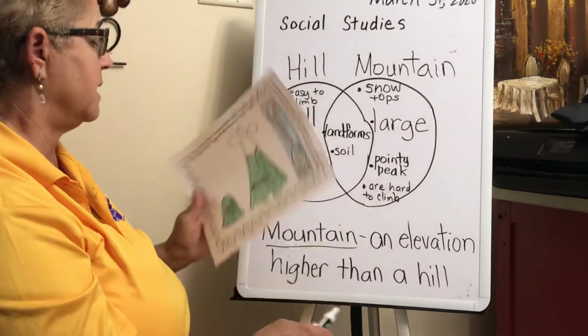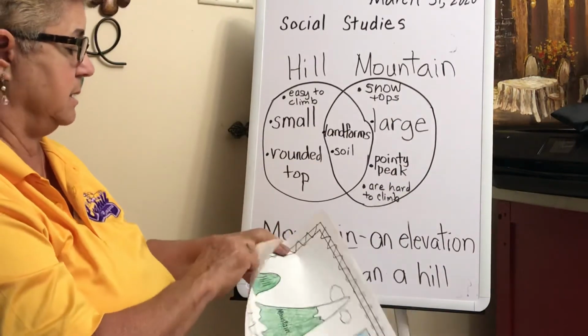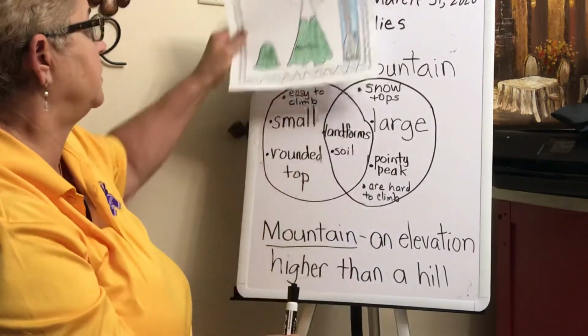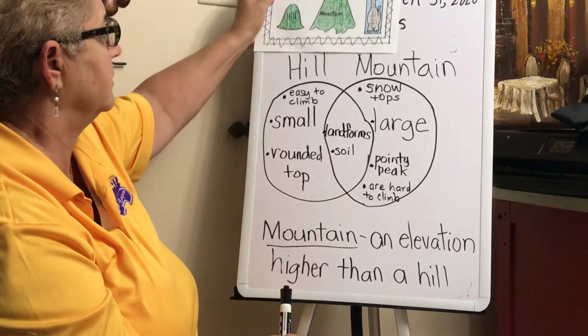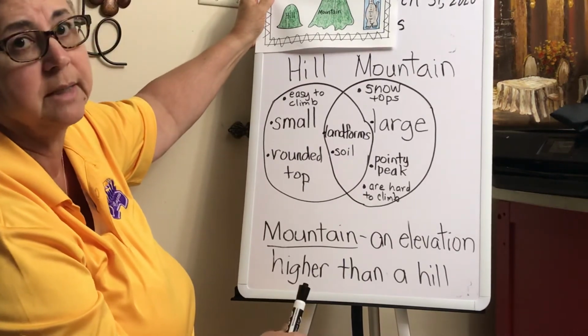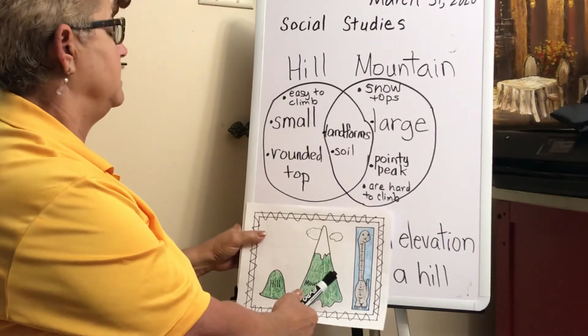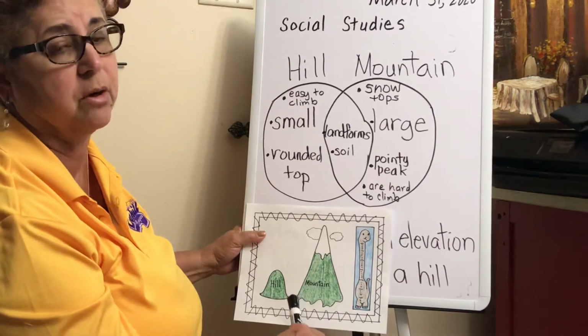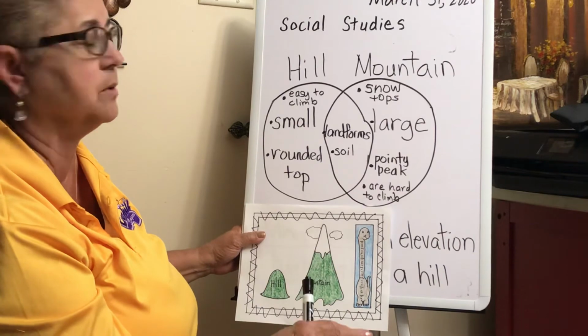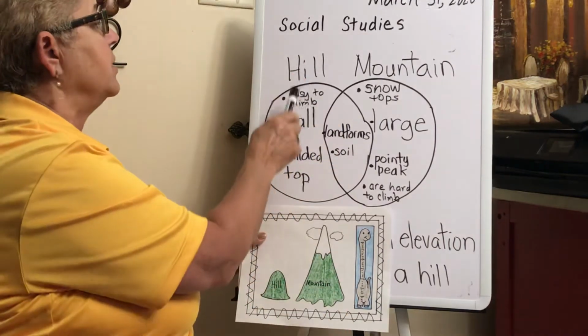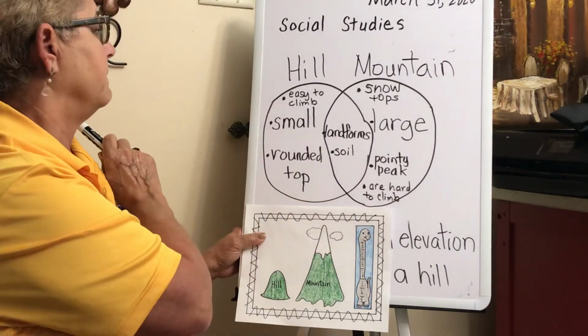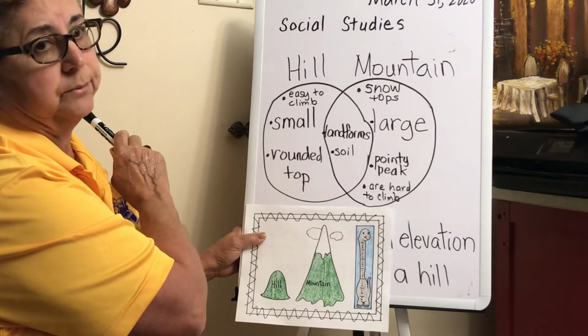If you can think of anything else, you can add it. But let's do, can you see it at the top? I'll put it back down here. Let's review what we've learned today. Because it's going to take some days, we're going to talk about different kinds of landforms. So a hill is easy to climb. I bet we've all climbed Monkey Hill.